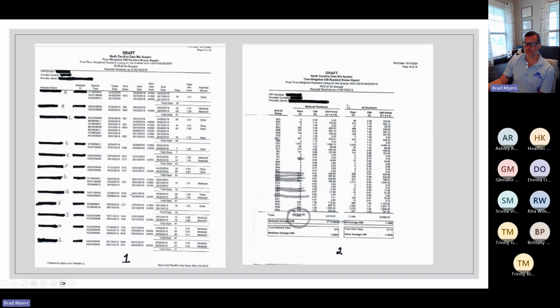So we get these reports, as you guys know, four times a year. The facility is going to get a preliminary report first from the state. And when they get that preliminary report, they don't need to just send it to me and be done with it. They need to go through it. The reason they're getting a preliminary report is because they make mistakes. We've had facilities that have found significant errors on these that they were able to correct and send back to the state before they got their final report.